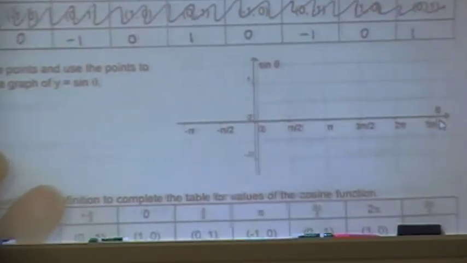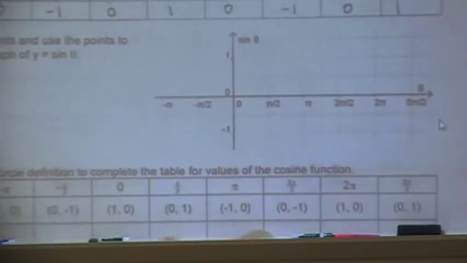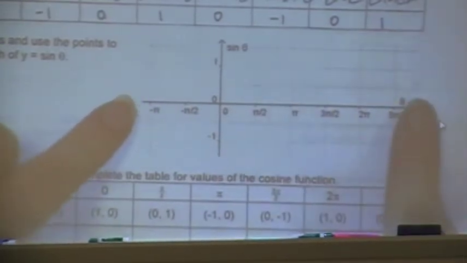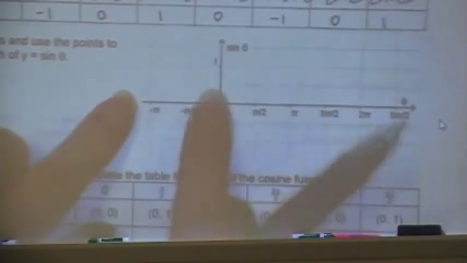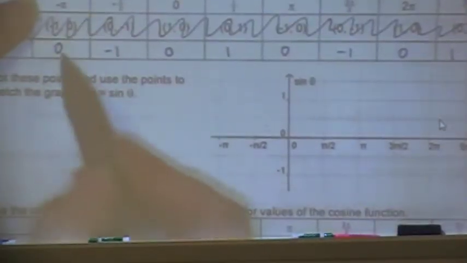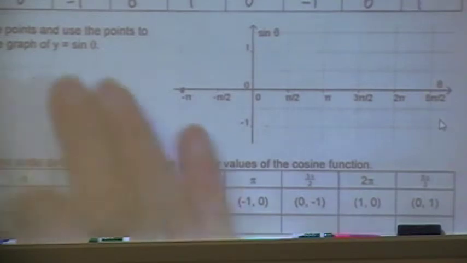What we are actually graphing now is theta and sine theta. If you look at your graph down here, it is no longer the x-axis, it is the theta axis. And your y-axis is now the sine theta axis. So this first thing is my first ordered pair, -π, 0. So I'm going to go to -π, 0 and put a dot. And go ahead real quick and just plot all those points.